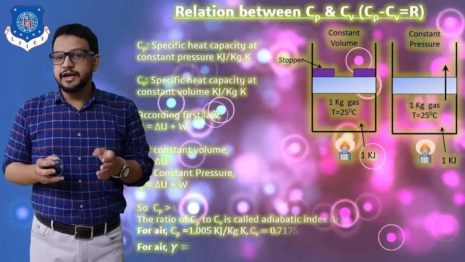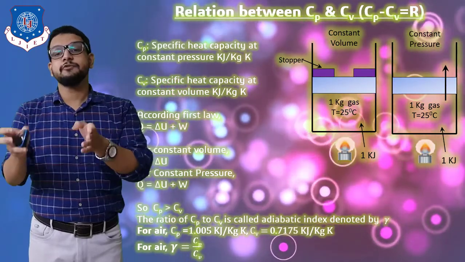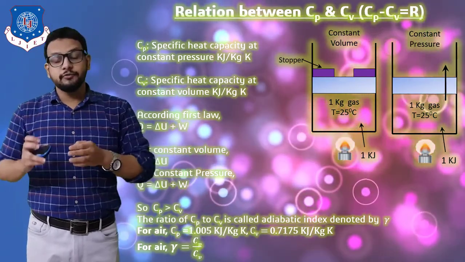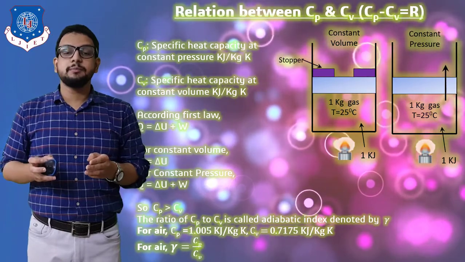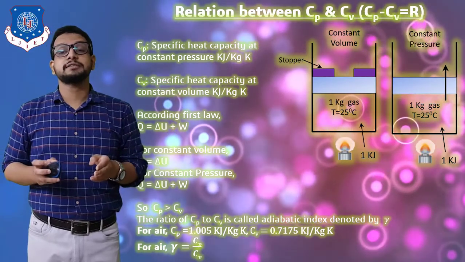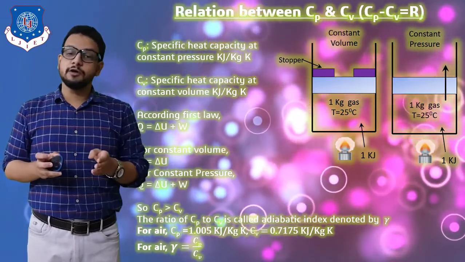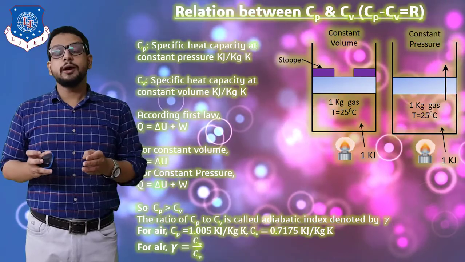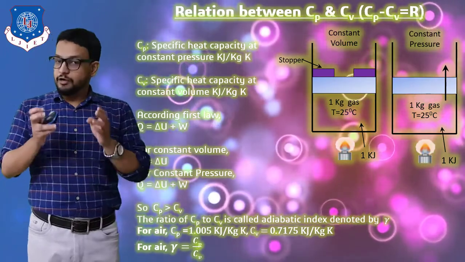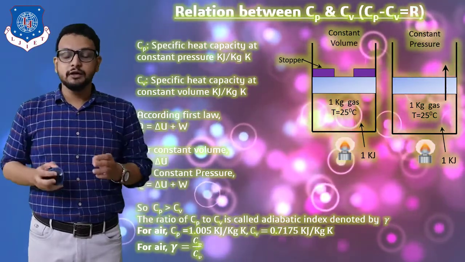So the next term is the adiabatic index, gamma. The ratio of Cp to Cv, that is Cp by Cv, is called the adiabatic index, and it is denoted by gamma. Now for air, we have a value of Cp which you need to keep in mind: Cp is equal to 1.005 kilojoule per kg Kelvin, and Cv is 0.7175 kilojoule per kg Kelvin. Now for air, adiabatic index gamma is equal to Cp by Cv, which is 1.005 upon 0.7175, which comes to 1.4. So the value of adiabatic index gamma will be different for different gases, as the values of Cp and Cv will be different for different gases.